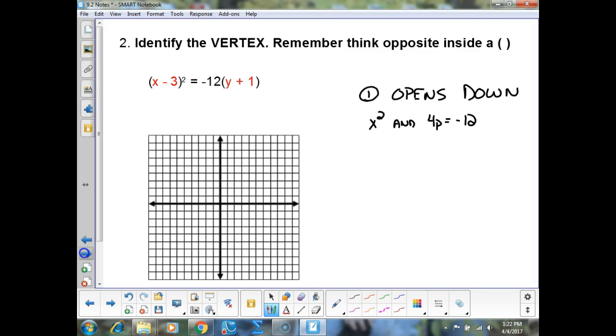Step number 2 now. Step number 2 says we're going to identify our vertex because that's going to be our starting point. Thinking back to what we know about vertices and equations, whenever we have a parenthesis, we think oppositely. So here I'm not thinking x equals negative 3. I'm thinking x equals 3, positive 3.